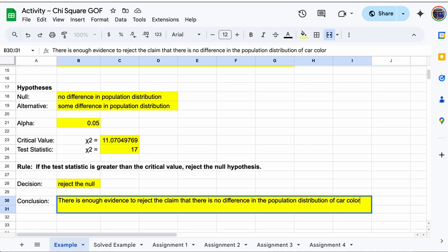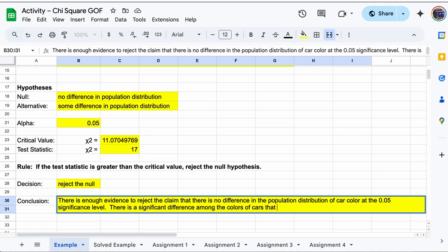We always address what the alpha value is, so we'll say at the 0.05 significance level. And then we make a quick statement about what that means. That means that there is a significant difference among the colors of cars, I'll just say, that are pulled over.